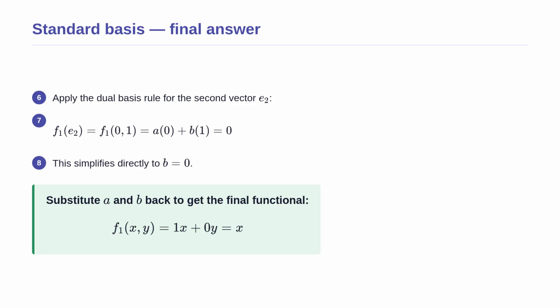Continuing with our standard basis example, we must now apply the second part of the rule. We feed the second basis vector, e2, into our functional. Because the subscripts 1 and 2 do not match, the output must be 0. Substituting 0 for x and 1 for y leaves us with b equals 0. Replacing a and b in our original guess gives the final answer. f1 of (x, y) equals x. This makes perfect intuitive sense. It simply extracts the horizontal coordinate. The final answer physically represents the exact horizontal length of any vector you measure.